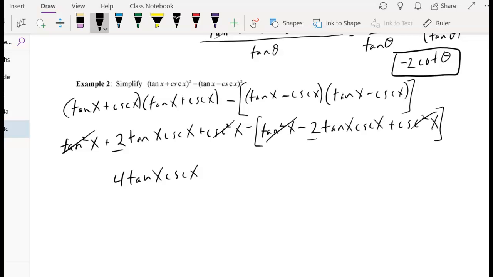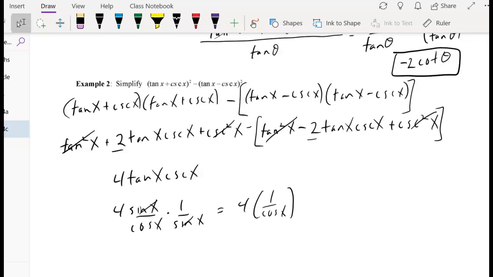So now we're at a point where we can just simplify this by using the strategy from the previous video, which is changing these to sines and cosines. So we have 4 times the sine of x over the cosine of x times 1 over the sine of x. Cosecant is 1 over the sine. The sines cancel, and we get 4 times 1 over the cosine of x, which is the secant. So this is 4 secant of x. Nice, huh?